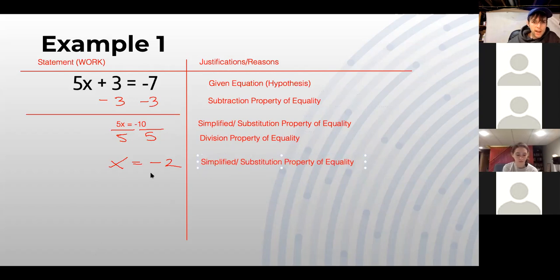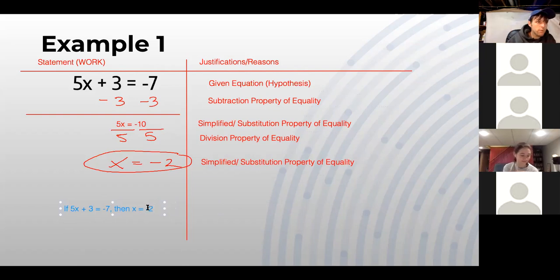So if we were to write this proof out as a conditional statement, going back to what we were doing before, we could write this entire proof out, or at least what we proved, as a conditional statement. So if 5x plus 3 equals -7, then x equals -2. What we started with, our given beginning, is the hypothesis, and what we ended at was our conclusion.